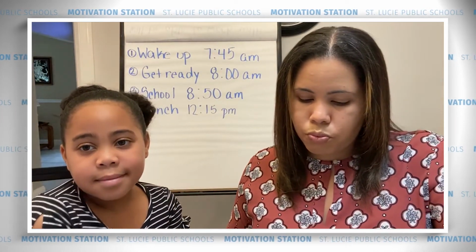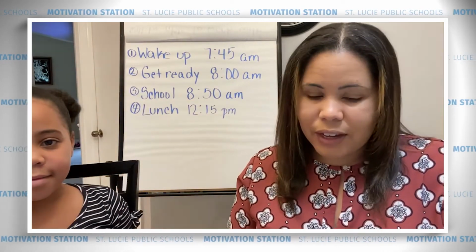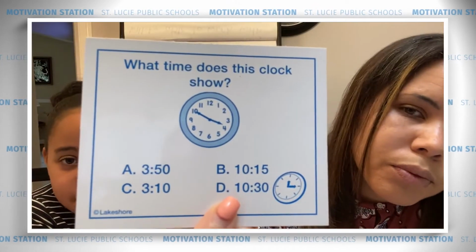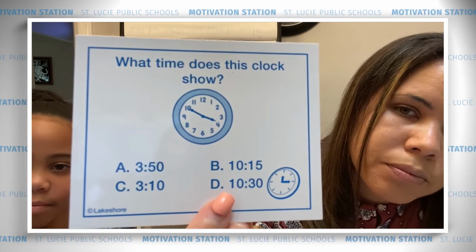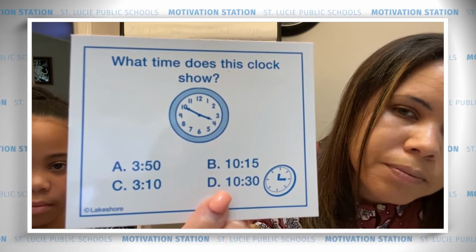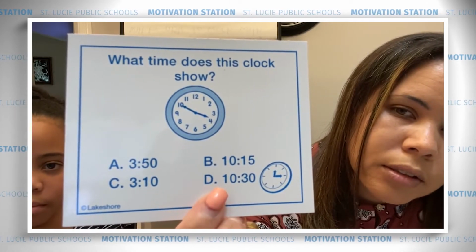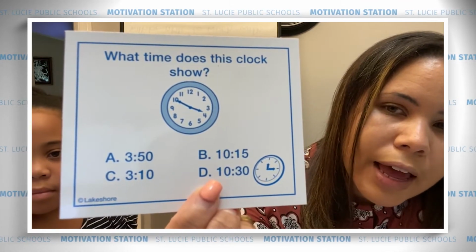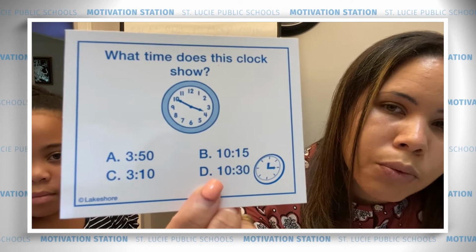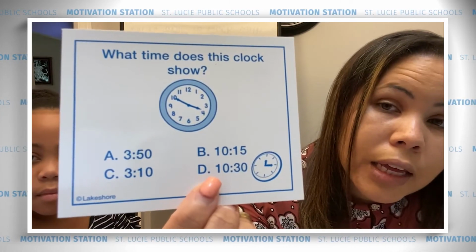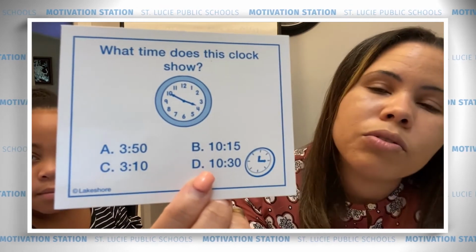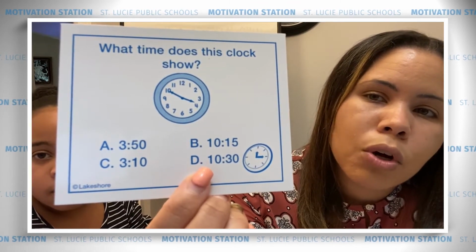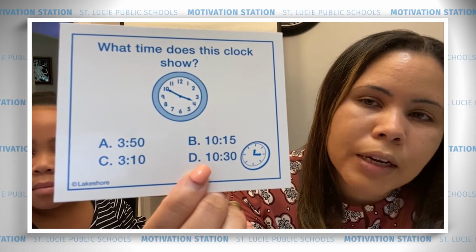Ooh. Yes. Okay. What time does this clock show? A, 3:50, B, 10:15, C, 3:10, or D, 10:30? If you said A, 3:50, you are correct because our hour hand is not quite on the 3, but it's also not quite on the 4. It's kind of in the center, closer to the 4. So we are at 3:50 in our minute, because our minute hand is at the 10.